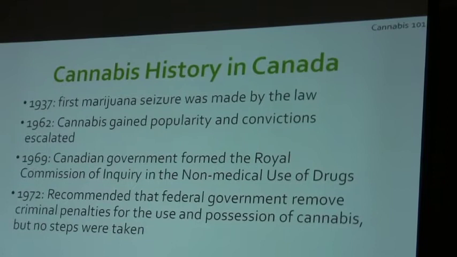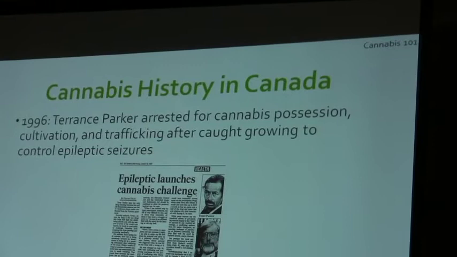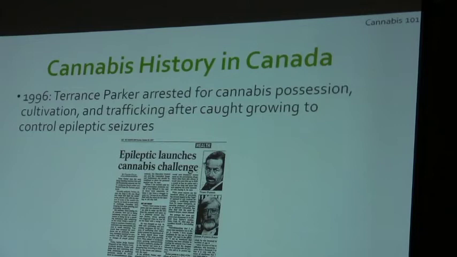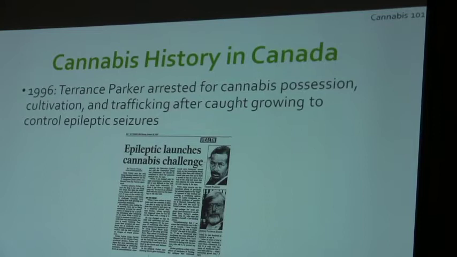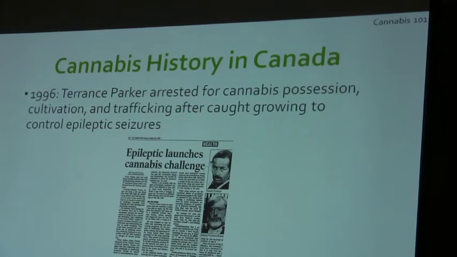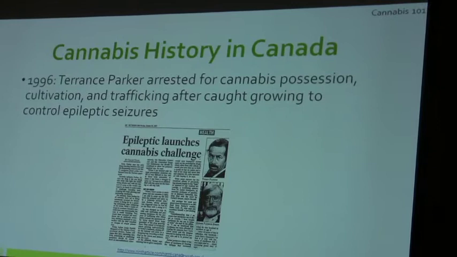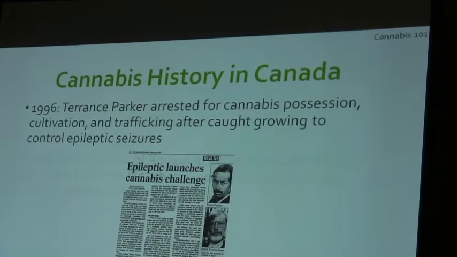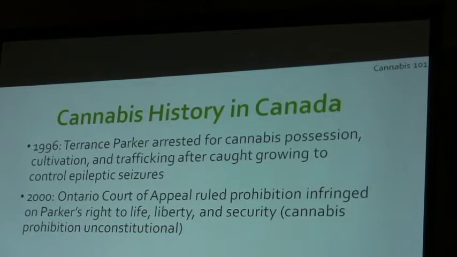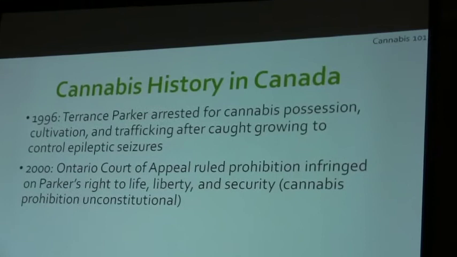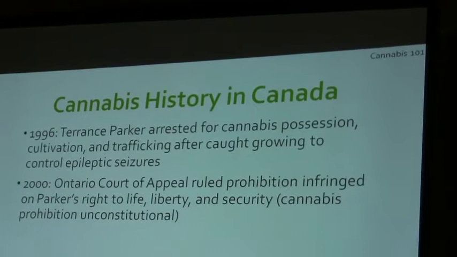1996 was a big case. Terrence Parker was an epileptic patient, and he found that cannabis was one of the few drugs that actually prevented his seizures. And from molecular studies that we have today, this is a very positive drug that works against epilepsy. So he was on to something. He started growing his own plants, making edibles so he could self-treat. And he was arrested, and a lot of his liberties were taken away from him. So he went into legal battles, where in 2000, the Ontario Court of Appeal did find that the cannabis prohibition was unconstitutional. It took a lot of his rights away to treat himself, have a high quality of life, and potentially get over this crippling disease.